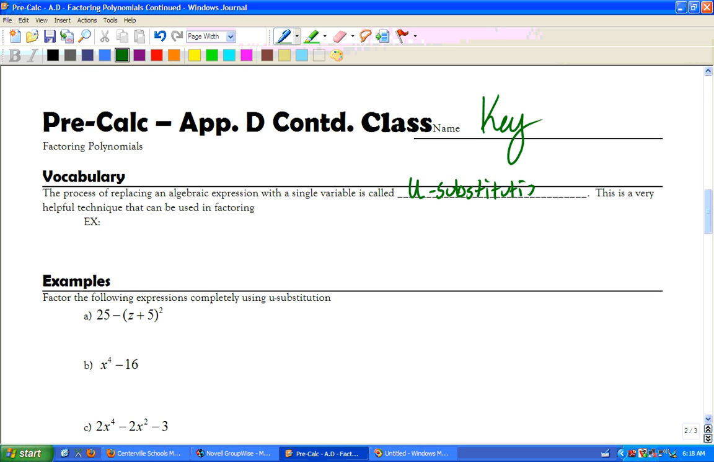U substitution. It's only called U because we typically use the variable U. I mean, I guess you could call it R substitution if you want to use R, but typically we use U. It's a very helpful technique, again, especially in factoring.